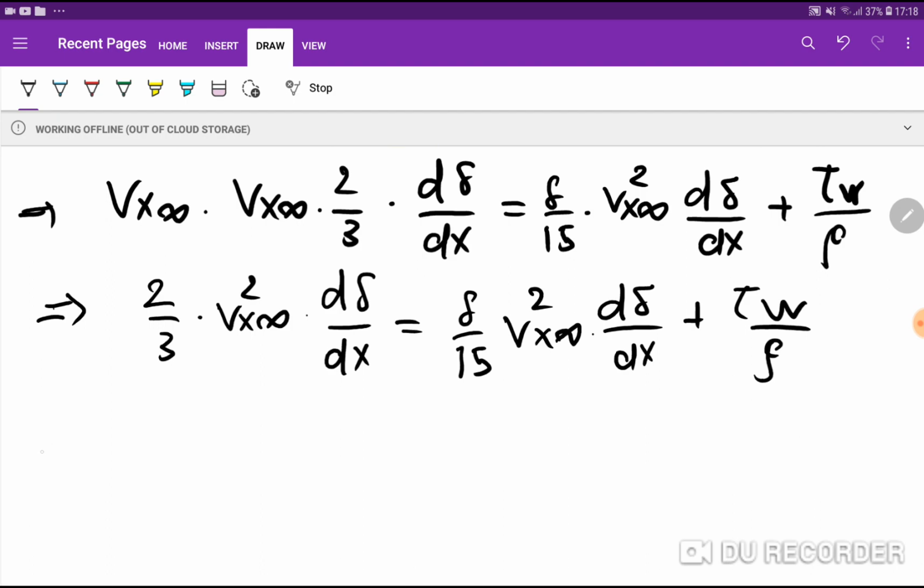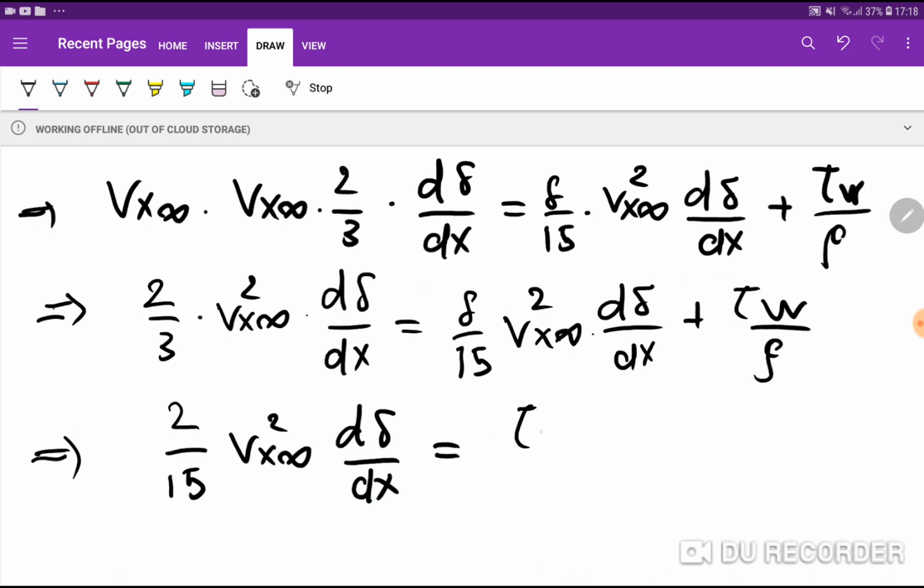Okay, I will subtract a over 15 Vx infinity squared d delta over dx from both sides. And I get 2 over 3 minus a over 15, which is 2 over 15, right? Vx infinity squared d delta over dx equals tau w over rho.